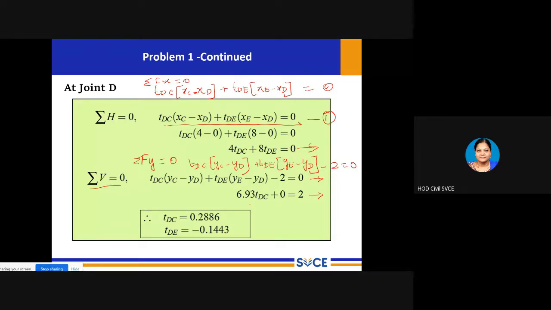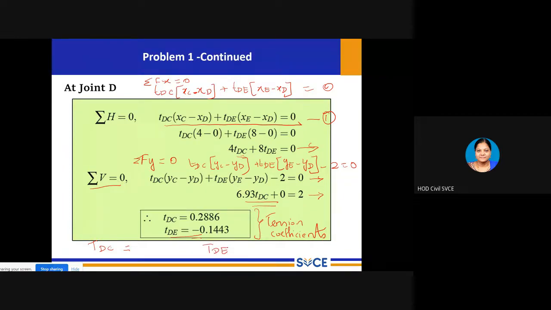From this equation, you can easily get TDC, and after getting TDC, you can substitute back here and get the value of TDE. So now you have got the tension coefficients, for the member DC as well as for member DE. Once you get the tension coefficients, you can easily calculate the member force, capital TDC and capital TDE.